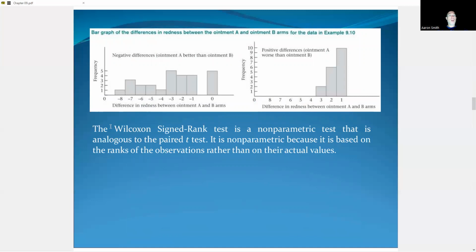And the Wilcoxon signed rank test is analogous to the paired t-test. It's non-parametric because I take my data and convert it to the rank of the data. So I don't go by the actual values, I go by the ranks. Here, I don't care about the actual distribution that my data came from when I work this out. So that's why it's non-parametric.